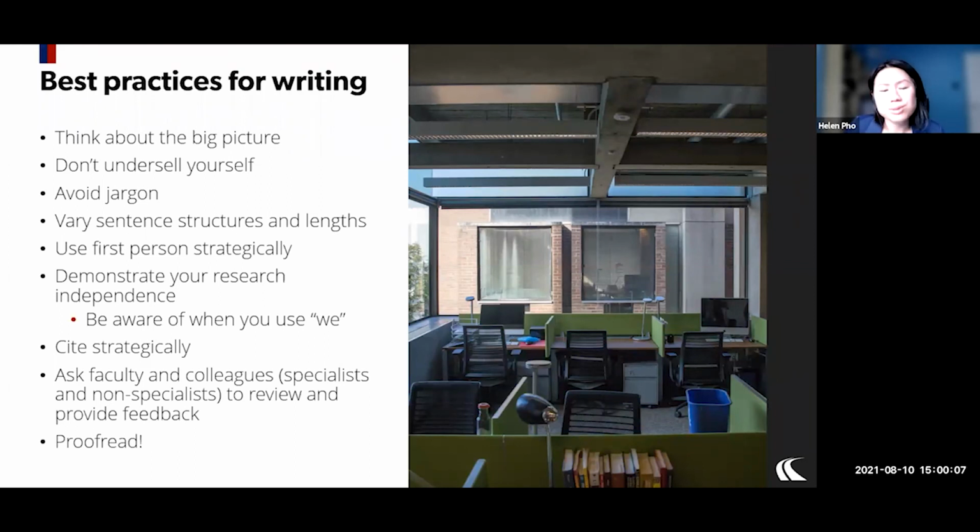And last but not least, definitely proofread. It's super important to make sure that there aren't any typos. Everything is written well for the search committee.